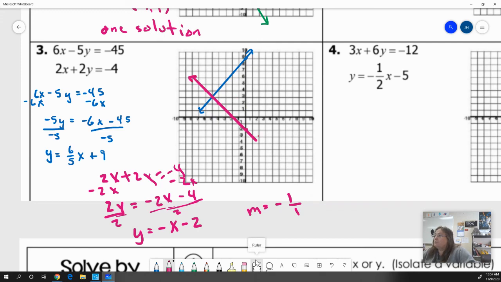We have a solution. What is our solution? Our solution is at, what is it? 1, 2, 3, 4, 5, negative 5, 3. How many solutions do we have? Clearly, it only intersects in one spot, so we have one solution.